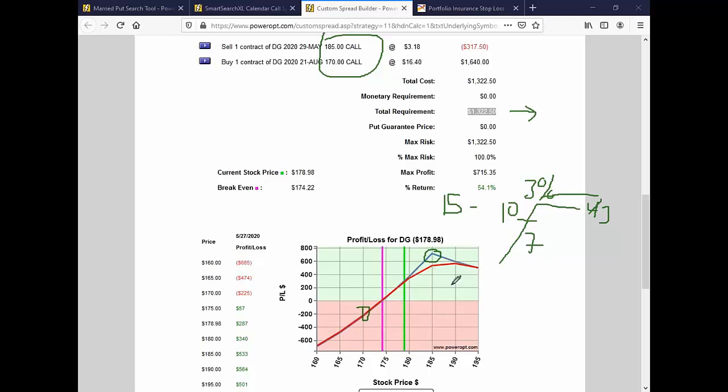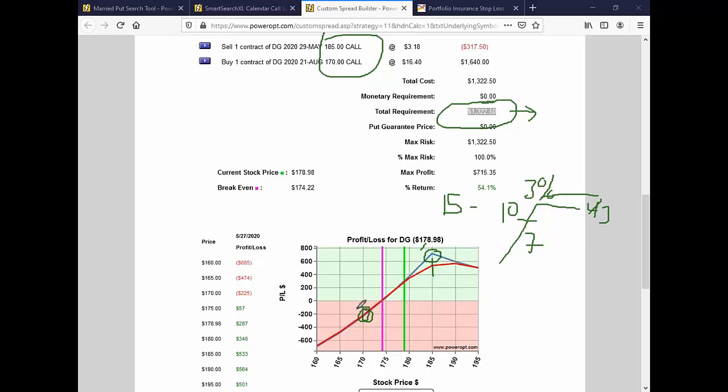100 shares would have cost me $17,898 to get into. Here, it's $1,300. Okay, so this is called the poor man's covered call because instead of buying the stock and selling the at or out of the money call, you're paying a fraction of the price to buy a call option, which moves up. It doesn't simulate stock ownership per se, but it moves up as the stock moves.